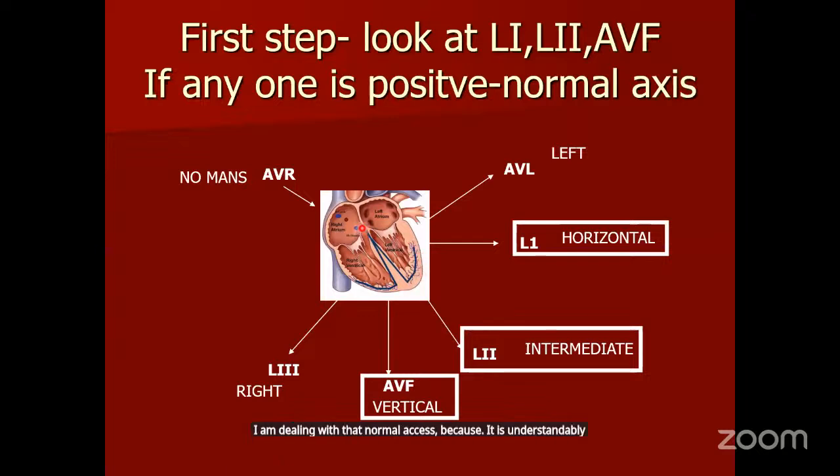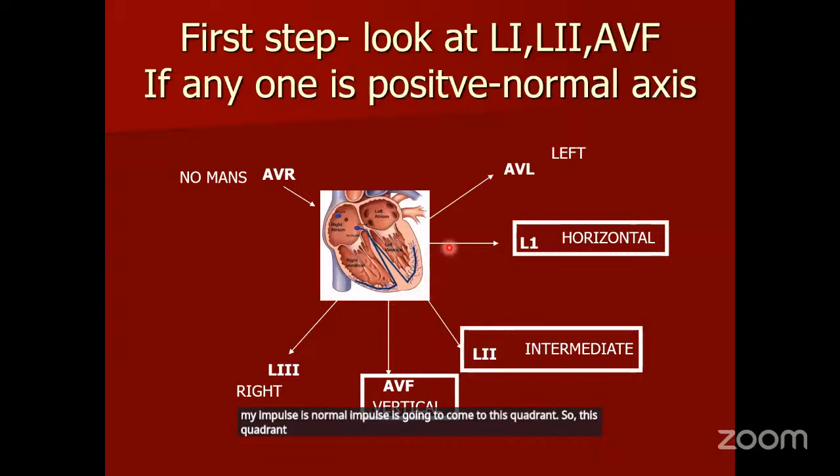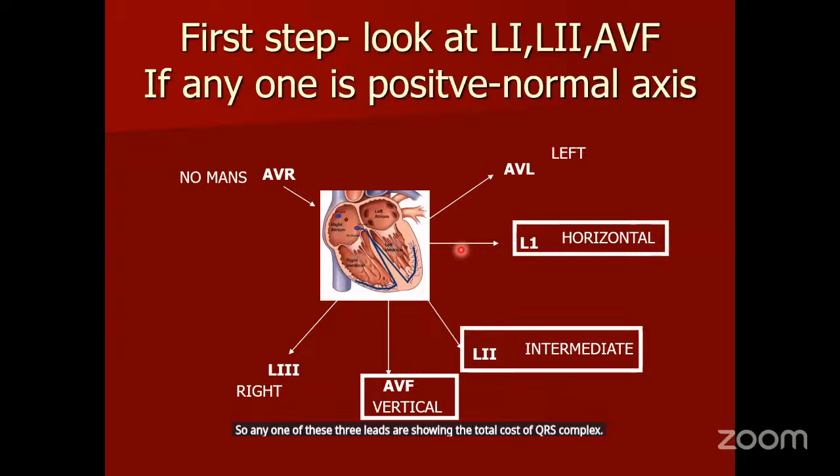I am dealing with a normal axis because it is understandable. You see, the impulse is starting here and it's going to come down like this. These 3 leads are guarding this region of the left ventricle. The normal impulse is going to come to this quadrant. So this quadrant is managed by L1, L2, and AVF. So if any one of these three leads shows the tallest positive QRS complex, I am dealing with the normal axis.